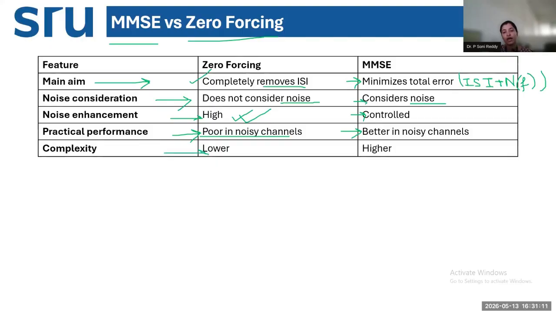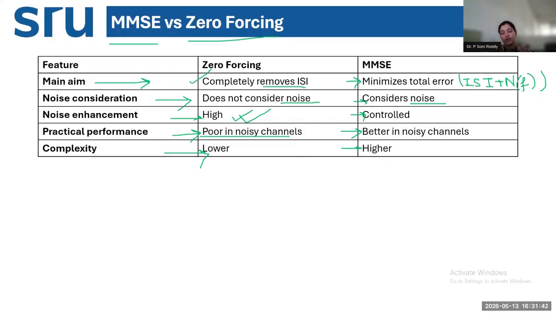Complexity: zero forcing has lower complexity. Why? Because it does not have that optimization factor involved. We don't have to optimize the multiplication factors. We don't have to go through those 6 steps that I discussed just now. It will simply use the inverse characteristics of the channel, multiply it with the received signal and try to regenerate the output, but the noise will be amplified here.